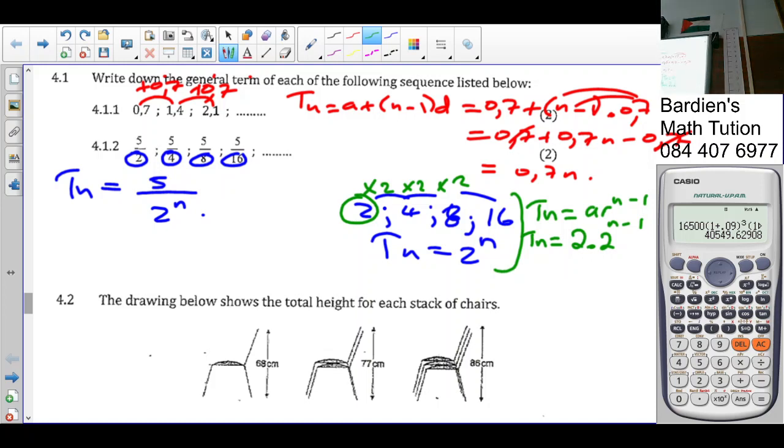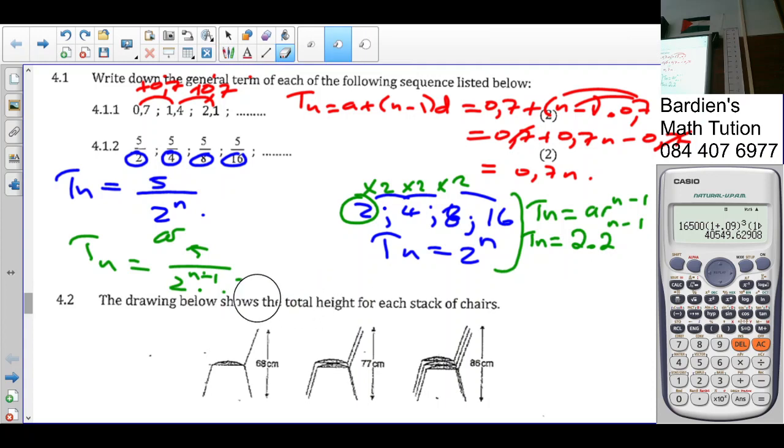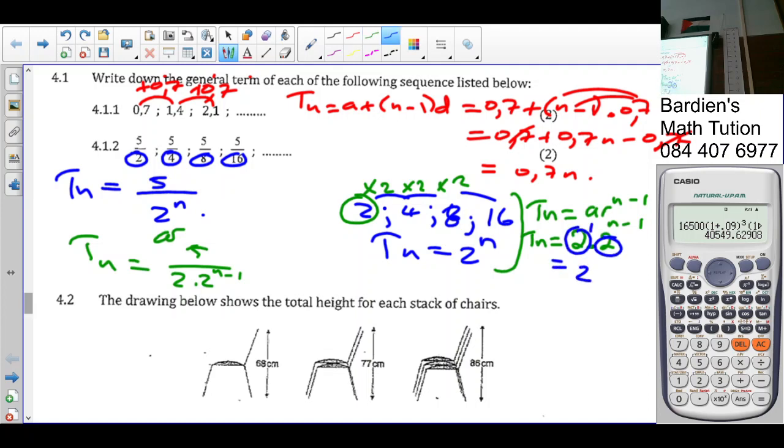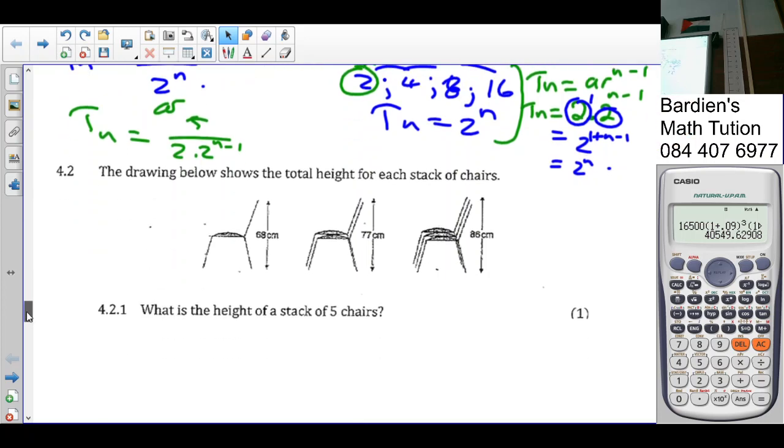So you could have written it like this, or you could have said Tn is equal to 5 over 2 to the n minus 1 times 2. Okay, but nobody writes the coefficient last. So it's 2 times 2 to the n minus 1. But how is that the same as this? Because when we're multiplying and bases are the same, we add the exponents. So it's 1 plus n minus 1, which is that thing. You guys understand? Okay. Next.